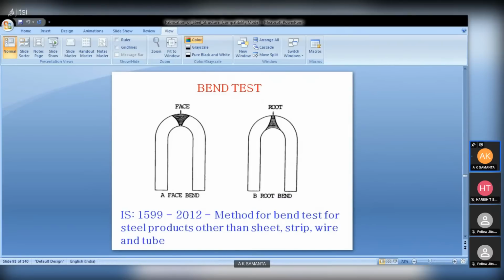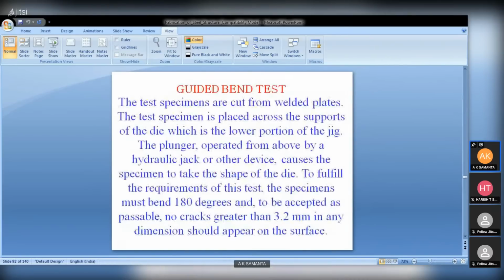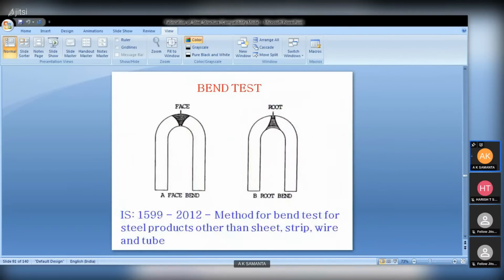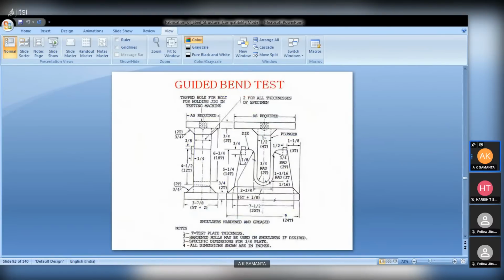IS 1599 is the related code. Another is the guided bend test. The welded portion is kept on the ram, and after that the plunger is pushed hydraulically and it bends. So if the plate thickness is more, we have to use this guided bend test. Otherwise, we cannot bend the test portion manually, as shown in this picture. So guided bend test is mechanical, and we push the plunger with the help of hydraulic machines.